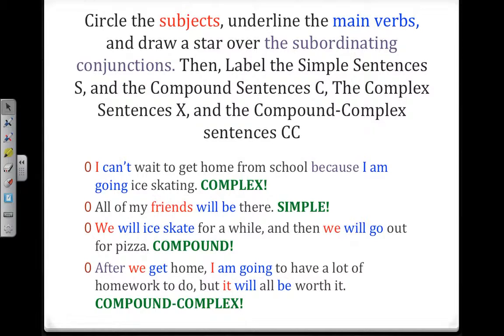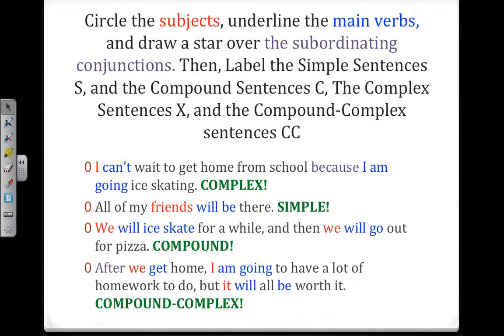Then in the next one, we have the subject we. We have the verb will ice skate, and then we have another subject we, and the verbs will go. So I've got two pairs of subject and verb, so I know I'm working with either a compound sentence or a complex sentence. The thing that connects these two clauses will determine which one it is. Here in this case, it is a coordinating conjunction and. That and does not attach itself to either clause, so those clauses are both independent. And when I have two independent clauses, I have a compound sentence.